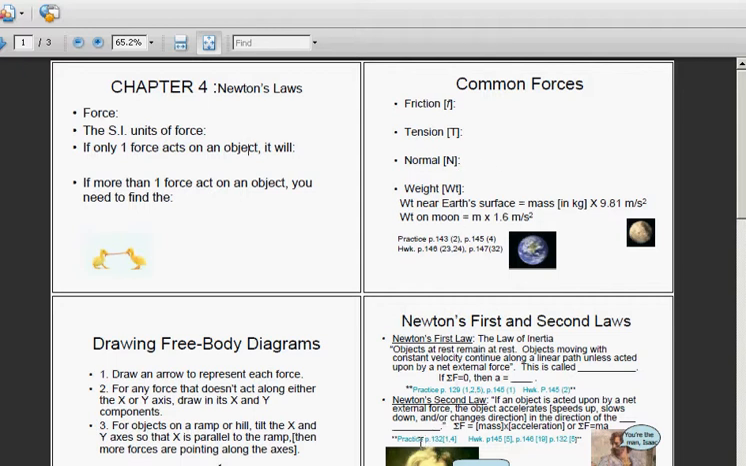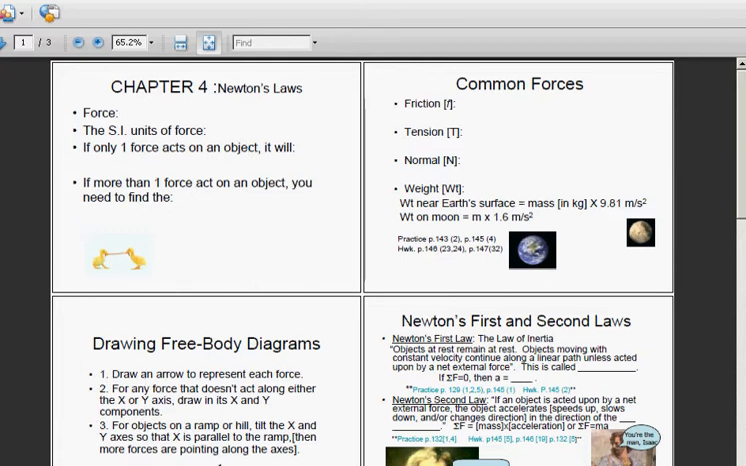The normal force is going to be perpendicular to any surface, so if you have a book sitting on a table, the normal force is basically what's pushing the book up. The normal force is what's keeping the book from going through the table. And the weight, that's the one you're most familiar with, it's basically gravity times however much stuff there is in an object. That's what mass is. So it's gravity times mass.